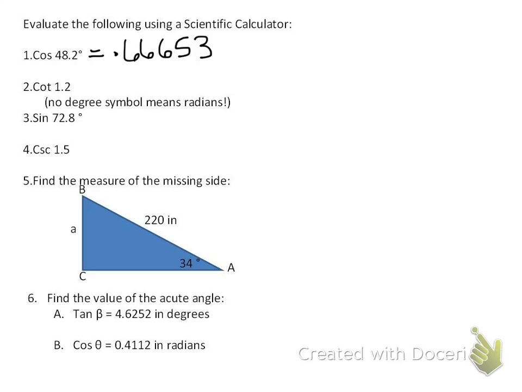All right, cotangent 1.2. Notice the lack of a tiny circle. There's no degree symbol. If there's no degree symbol, it means you're working in radians. So everybody switch your calculator over to radian mode. So how do we find our cotangent? There is no cotangent button.